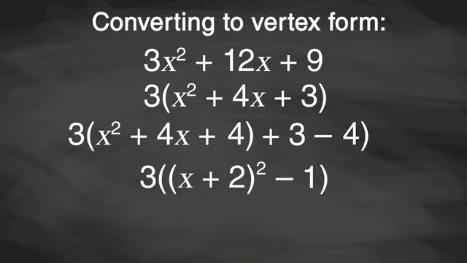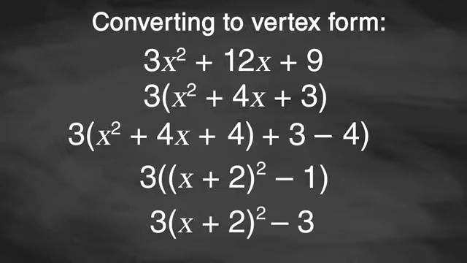The final step is to distribute the number that was factored out so that it's written completely in vertex form. The quadratic expression in vertex form is 3 times the quantity x plus 2 squared minus 3.